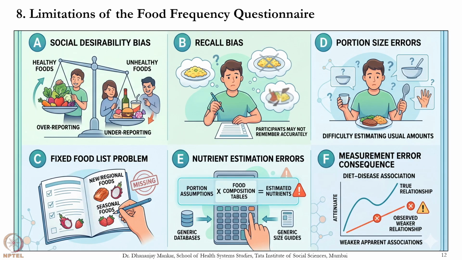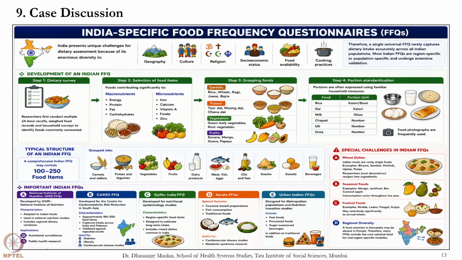It is something in diet-disease association, where a weaker apparent association is stated, where the observed weak relationship is being underestimated. So the attenuated, or weaker apparent association, is something which estimates or gives the true relationship.